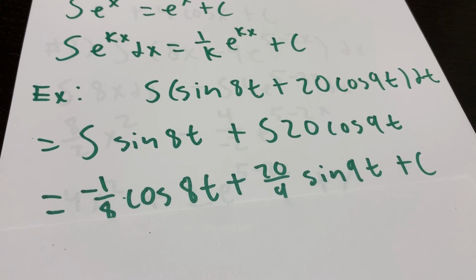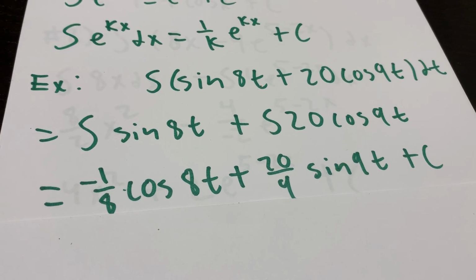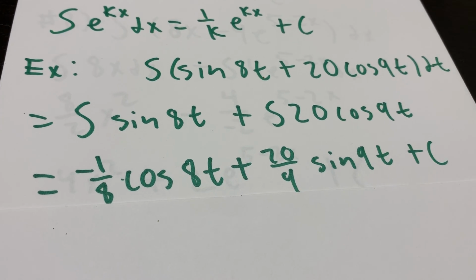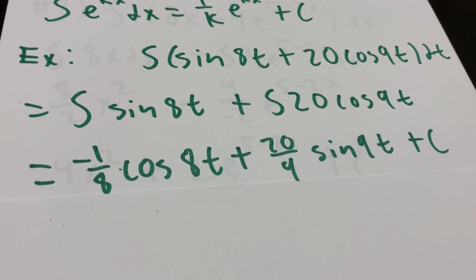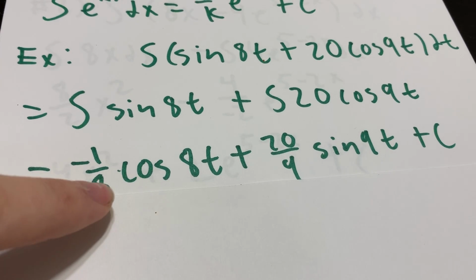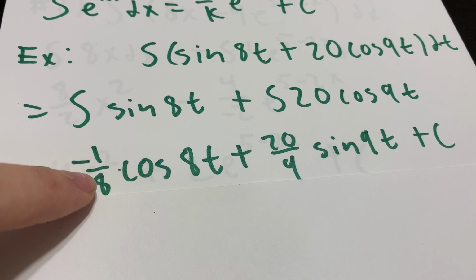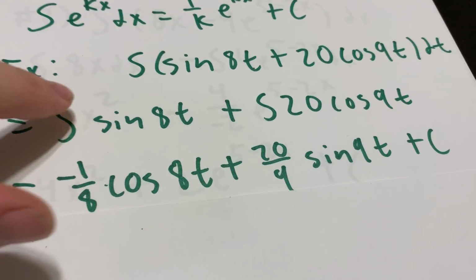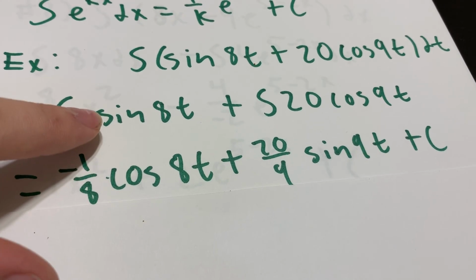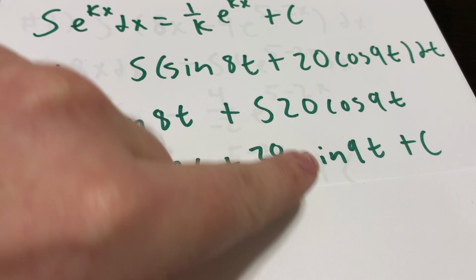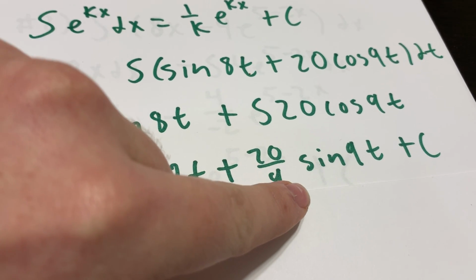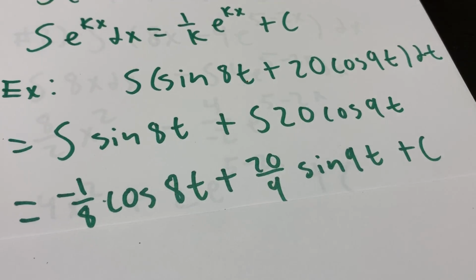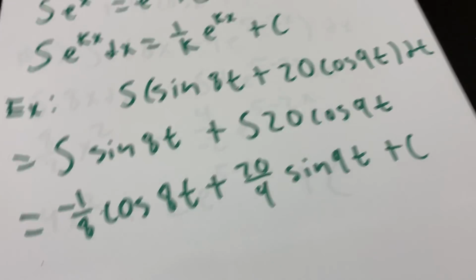And then you have to pull out the 8, so it's -1/8 cosine of 8t plus 20 over 9 sine of 9t. And the reason you flip the sign here, why you get a -1/8 instead of 1/8, is because when you take the derivative of cosine, you're going to get negative sine. But it's positive here, so a negative times a negative will give you a positive. And then for here, whenever you take the derivative of sine, you're just going to get cosine. So this one, you don't need to flip the negative sign, so you keep it the same.